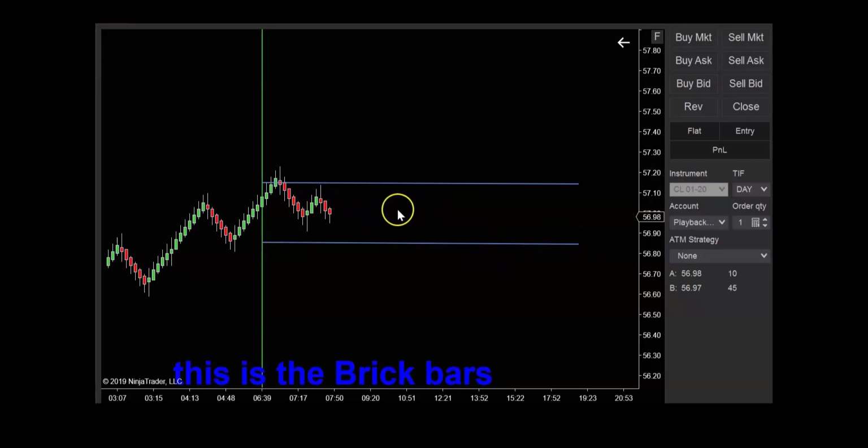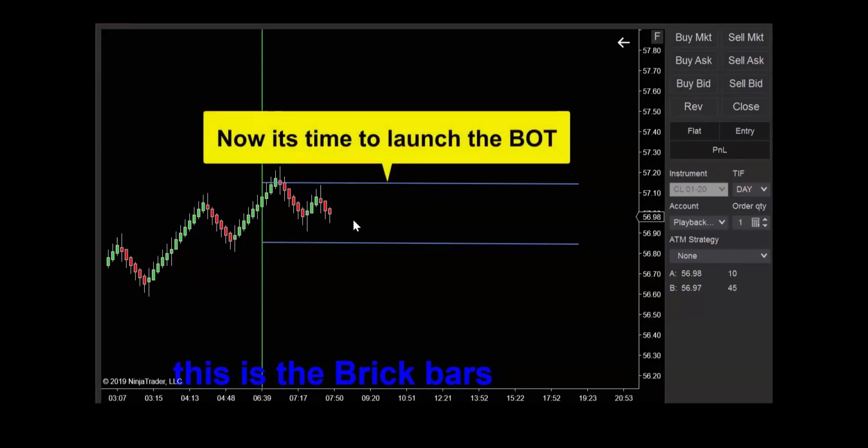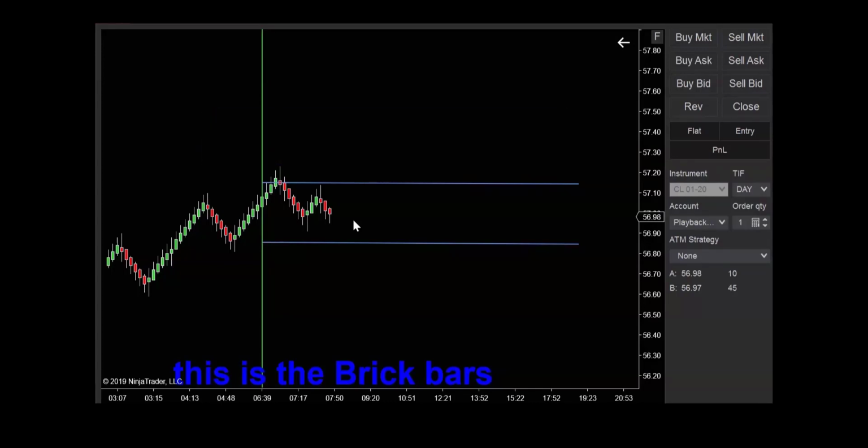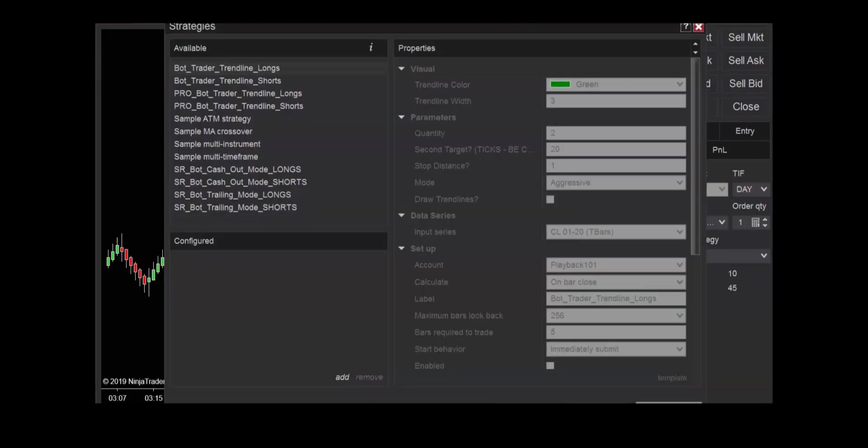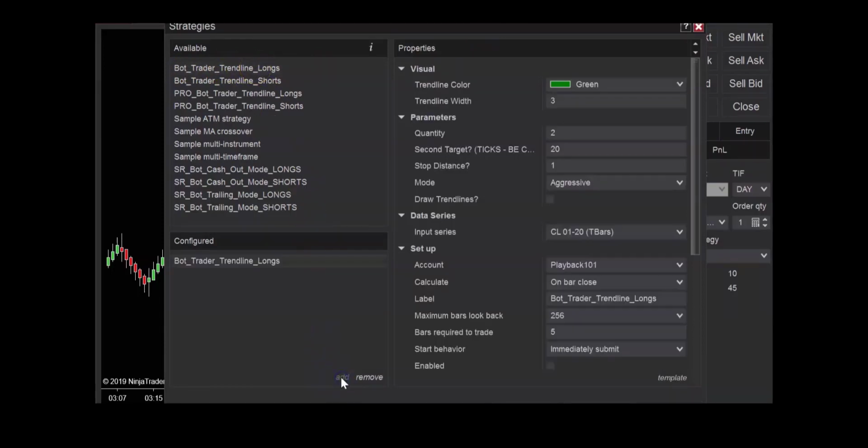So the minute the price comes back into the zone, what do you do? Here's when you launch the robot. When you're using NinjaTrader, which is the free open source charting platform, they make it super easy to launch a robot. All you've got to do is go up to Strategies and click on Bot Trader Trendline Longs. Then you scroll down and add it.